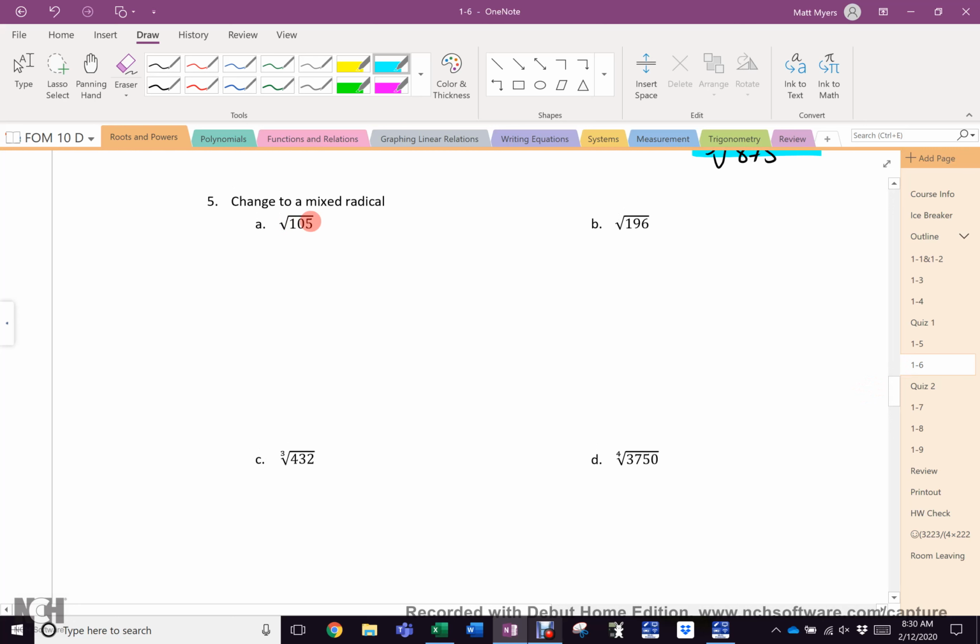This question here is asking you for groups of how many factors? 2, because there's no little number there. So if we take 105 and we break it down, it ends in 5. So what can we automatically divide it by? 5 and 21. And then we break 21 down into 7 and 3. So this is the root of 3 times 5 times 7. Are there any pairs there? No. So can you simplify it anymore?